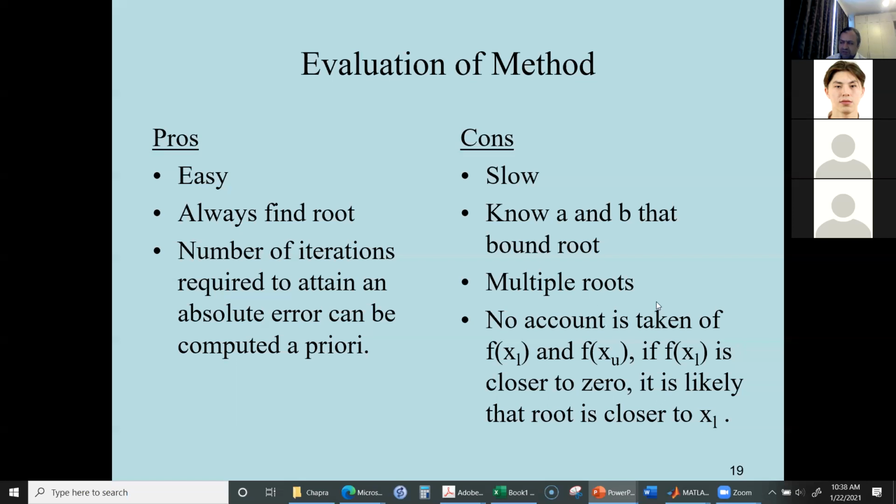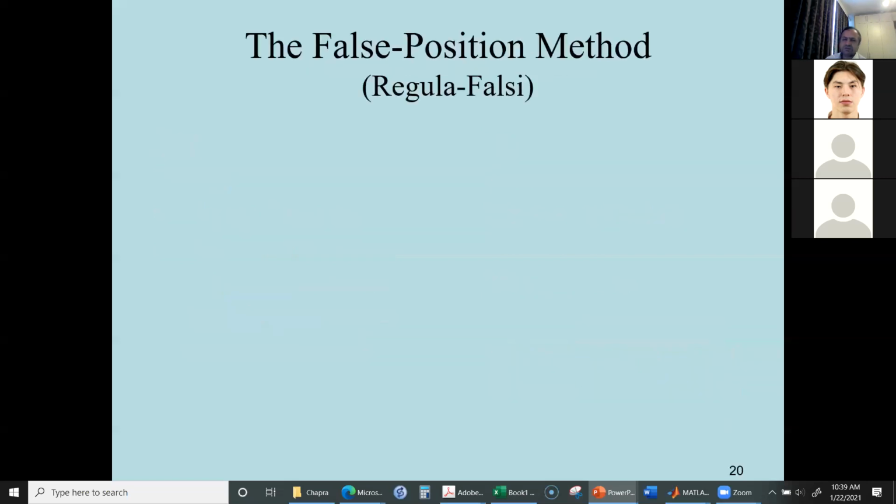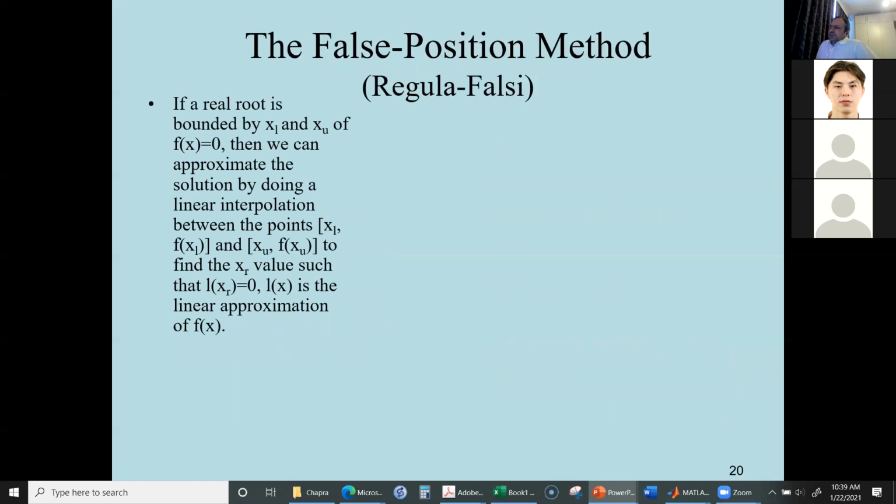But if you logically think, the root will be closer to that point where the value of the function is lower. Okay, so for example, if the value of the function at one point is 2 and at another point is -1, we may expect that the root will be closer to the value of x for which the function value is -1. That in fact is the concept used in the next method, which is the method of false position. So this is the false position method.